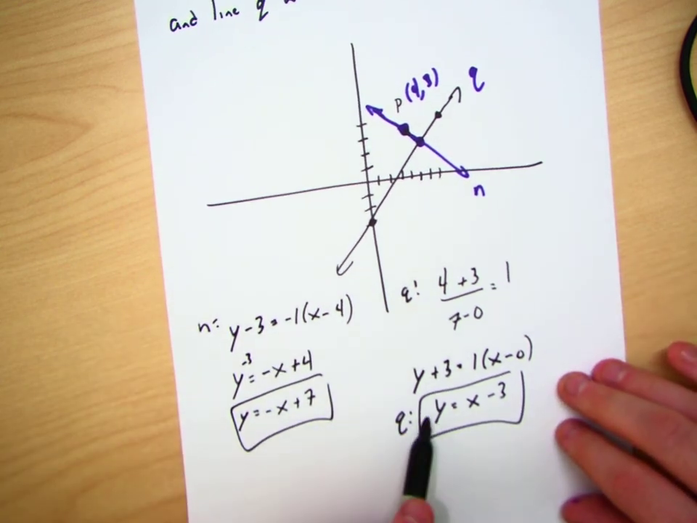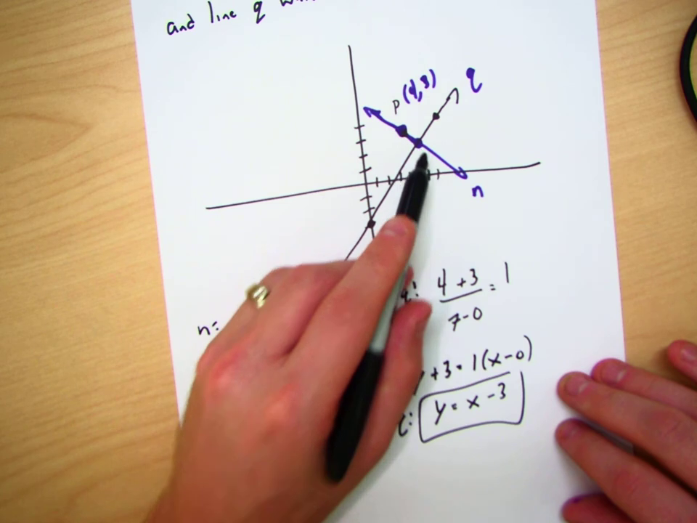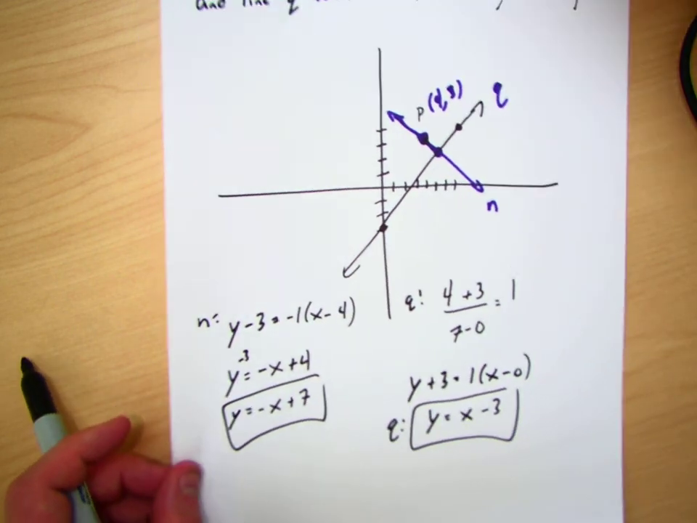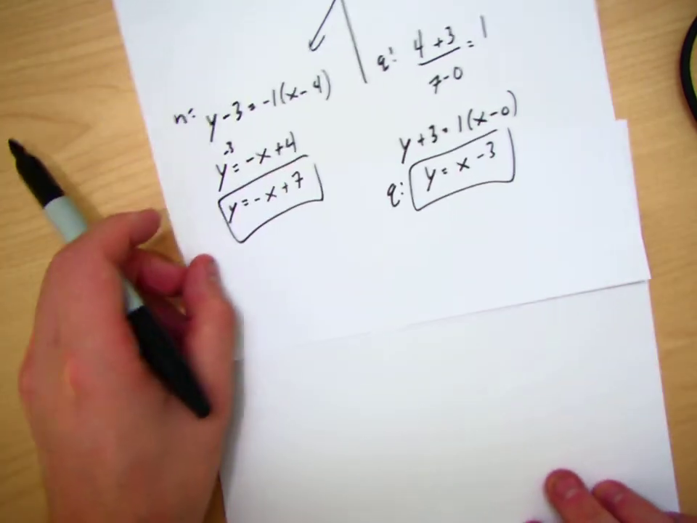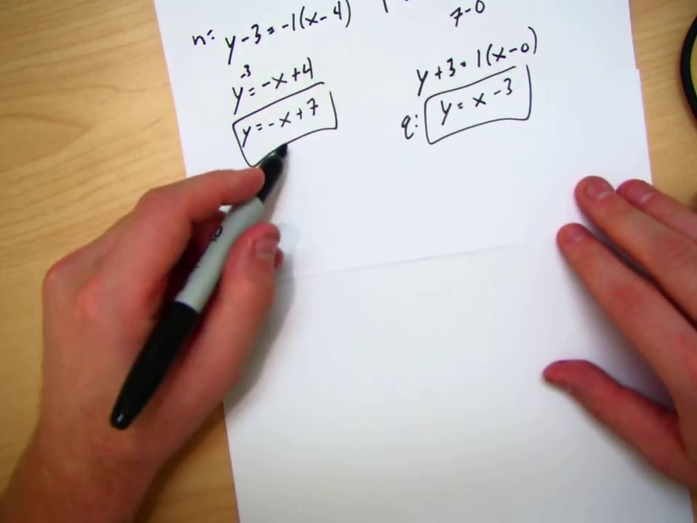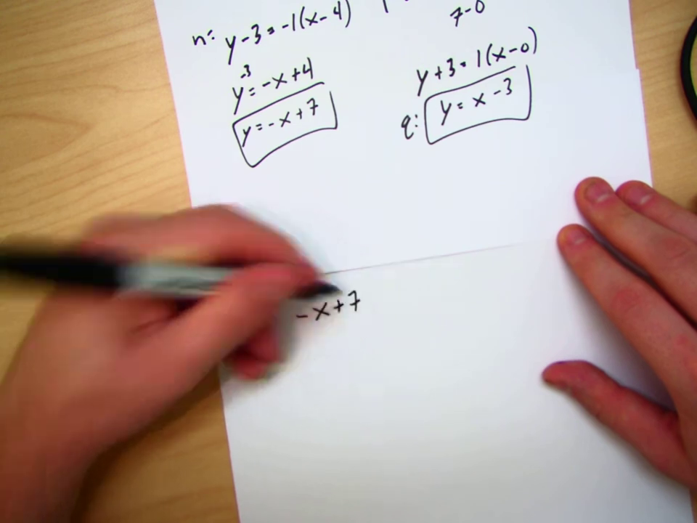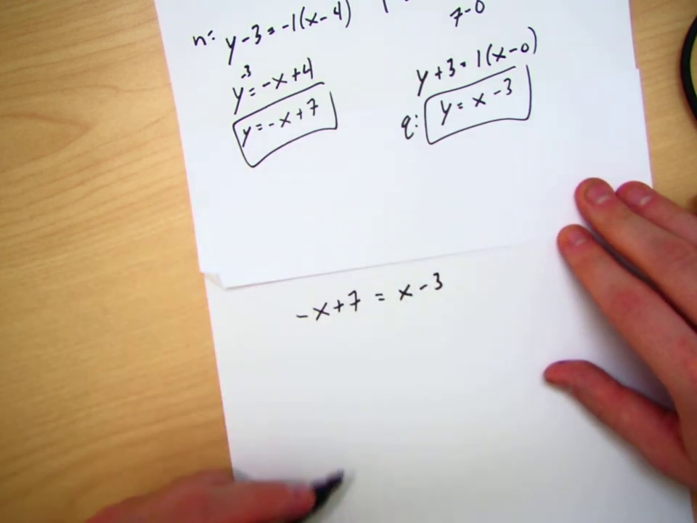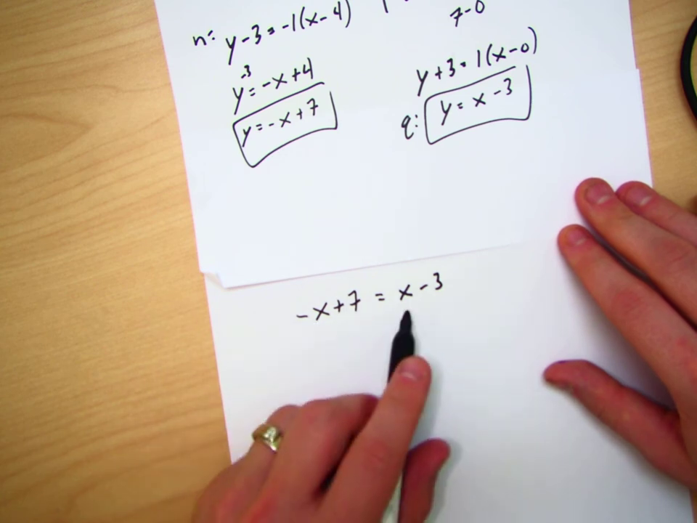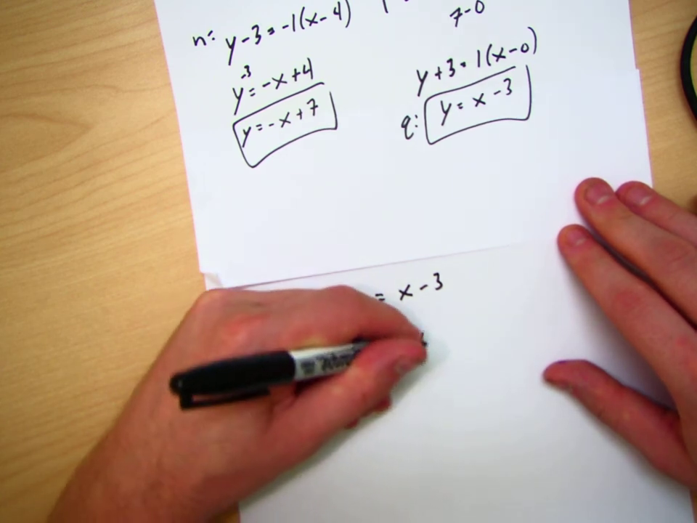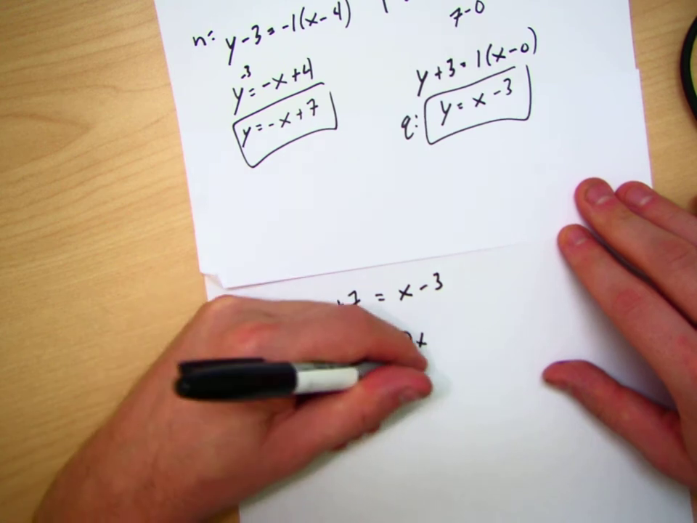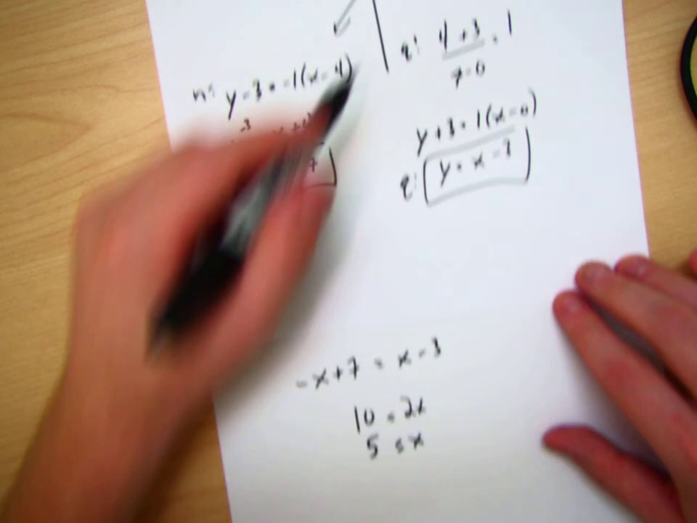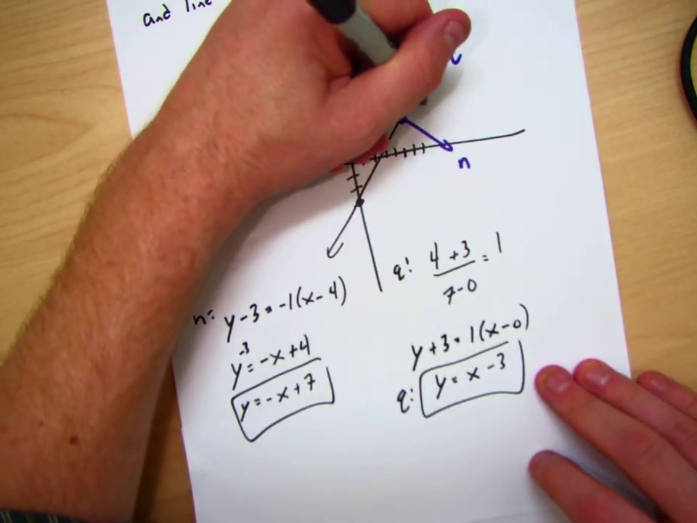These two equations should have the same point at their intersection. So to solve that, I'm going to set these two equal. I'm going to do it on a separate sheet here. If I set -x plus 7 equal to x minus 3, and move some things around, I get 2x is equal to 10, or x is equal to 5. Now I know the x coordinate of this point.